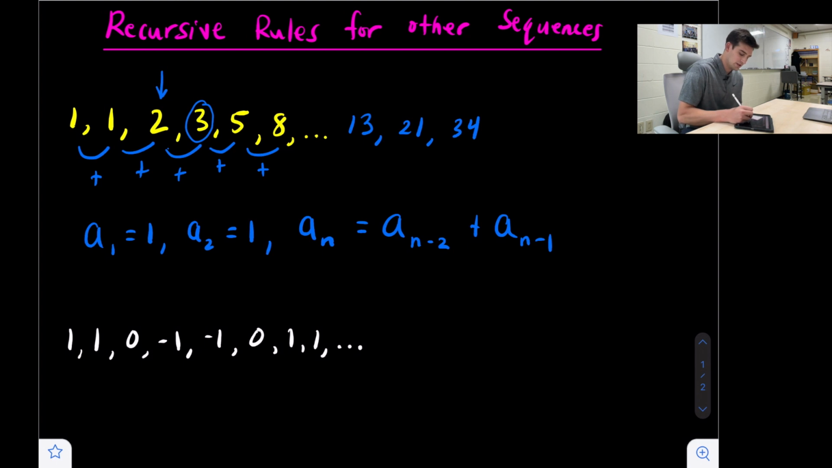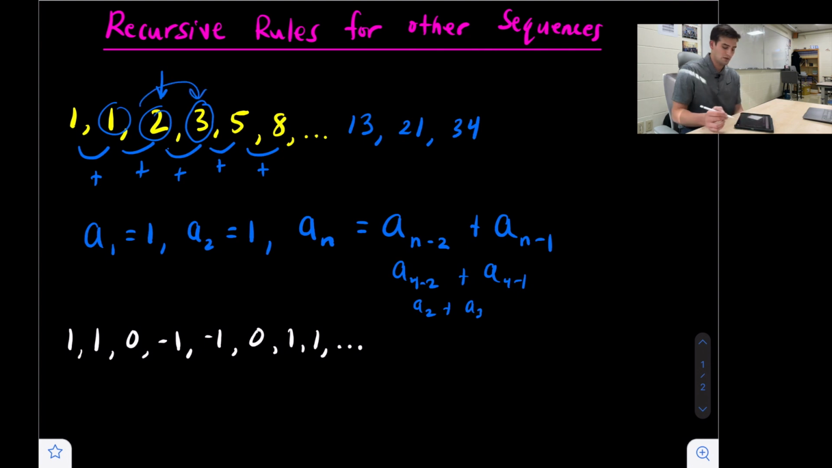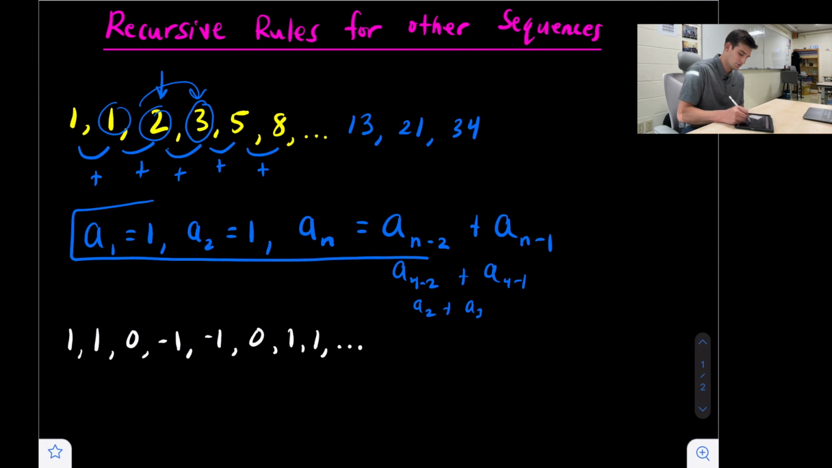So I would plug 4 in here. So that means I would have a sub 4 minus 2 plus a sub 4 minus 1. Well, this would be a sub 2 plus a sub 3. So that means add the second term and the third term together. So the second term and the third term gives me my fourth term, okay? So this right here would be my recursive rule for this sequence, okay?